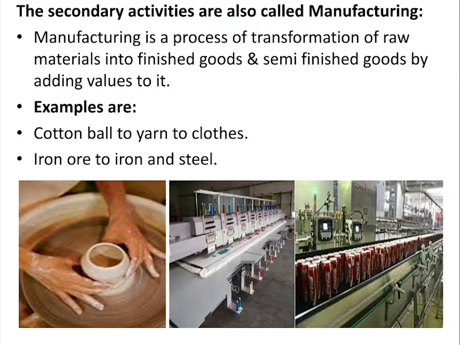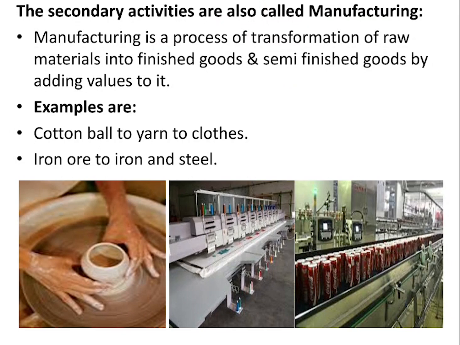That particular process takes place in industries. And in order to turn yarn into clothes, again we have to do some process. That process generally takes place in industries. Again, from iron ore to iron and steel. Iron ore is the raw material, and iron and steel are the finished goods that are produced in industries. So these are two examples of manufacturing.